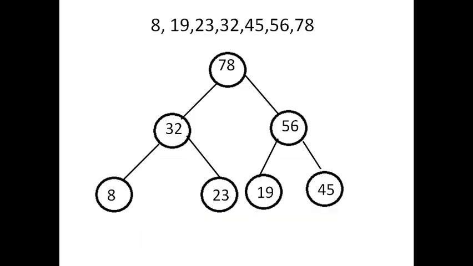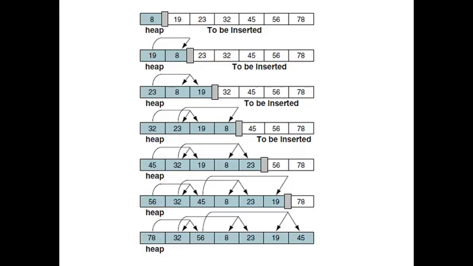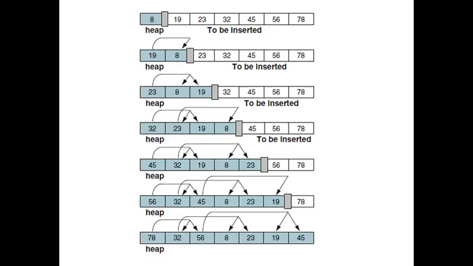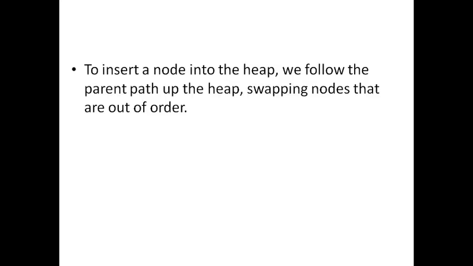If you demonstrate that using the array, this is how it will be done. You know that the index values indicate the left child and right child. 2i plus 1 is supposed to have the left child, and 2i plus 2 is supposed to have the right child. So this particular demonstration through the tree can also be demonstrated using an array like this. They both mean the same thing.